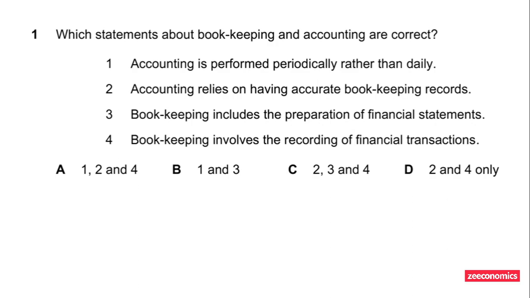So you will be presented with 4 possible answers. Number 1, accounting is performed periodically rather than daily. Number 2, accounting relies on having accurate bookkeeping records. Number 3, bookkeeping includes the preparations of financial statements. And number 4, bookkeeping involves the recording of financial transactions.